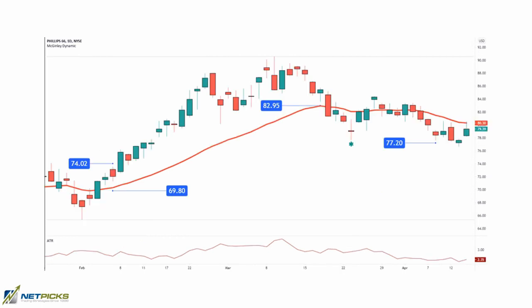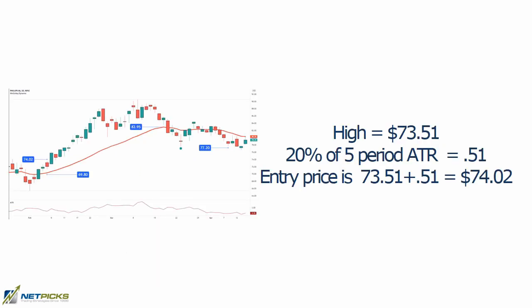So let's break it down even more. Okay, we're going to have some more detail here. So the candles on the left, they do not meet the criteria for a short trade. Why? Because there are not two highs completely below the average. So let's take a look at our first trade. Our first trade is long at $74.02.